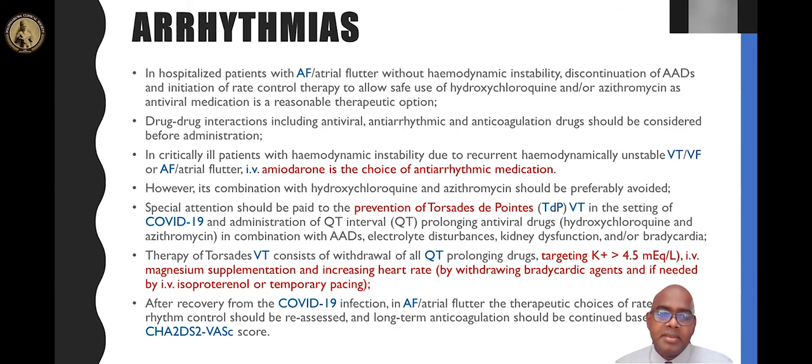So remember 3 things. In Torsades VT, usually low potassium, low magnesium, and bradycardia are the triggering factors to develop Torsades pointes or polymorphic VT. So as the clinician, you have to be aware of their potassium level, magnesium level, and whether they are really bradycardic, which all should be corrected. So they should increase the heart rate, give magnesium supplementation as an IV bolus, and target potassium above 4.5. That would be the guidance given so far.